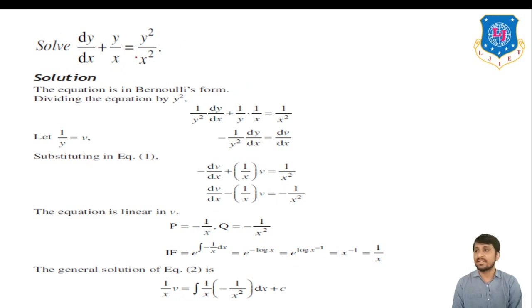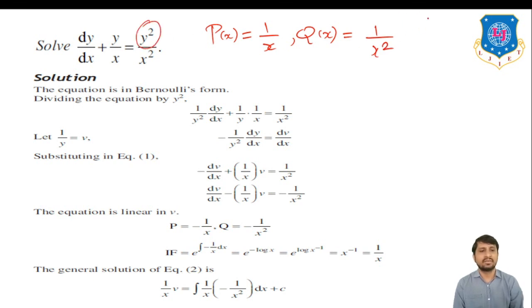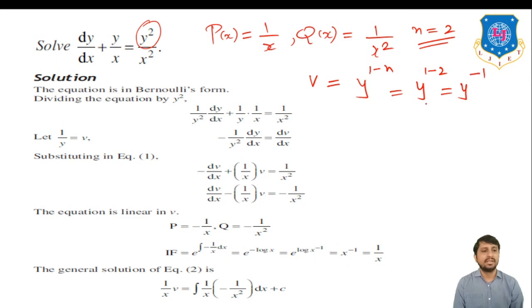So let's try to understand the first example. dy/dx + y/x = y²/x². Here when we compare, P(x) is 1/x, Q(x) is 1/x², and you can see y², so n = 2. Clear? So what is my v? v = y^(1-n) = y^(1-2) = y^(-1). So first we assume that v = y^(-1).